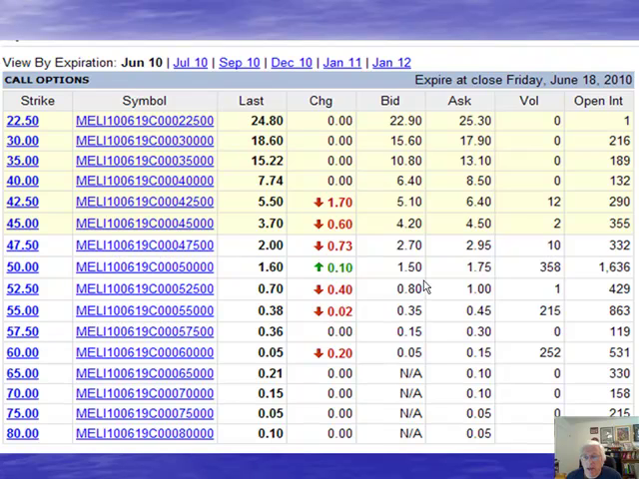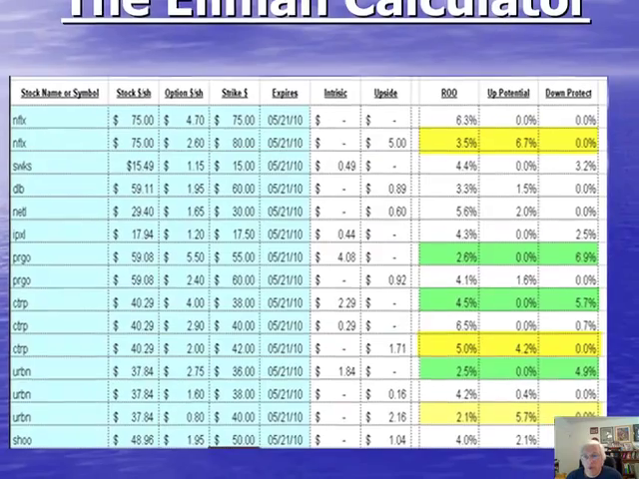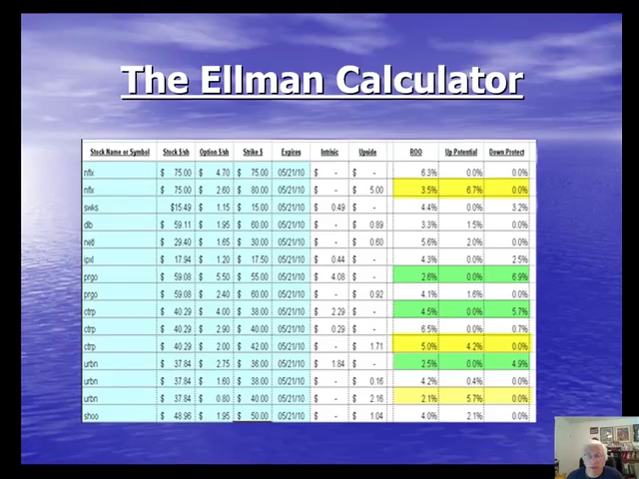And you'll see here the bid is $1.50, the ask is $1.75. So if we put in a market order, we would get $1.50. If we wanted to negotiate or play the bid-ask spread, we probably could do a little bit better. I'm going to say we should have no problem getting $1.60, certainly $1.55, but we could do better than $1.50 with a 25-cent bid-ask spread. We accumulate this information and then we feed it into the Ellman Calculator.